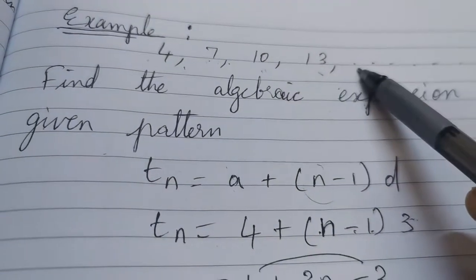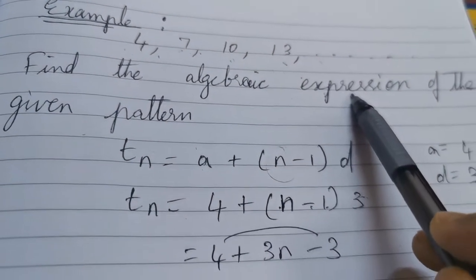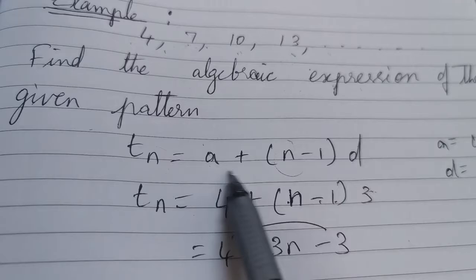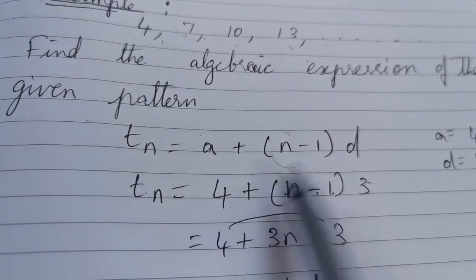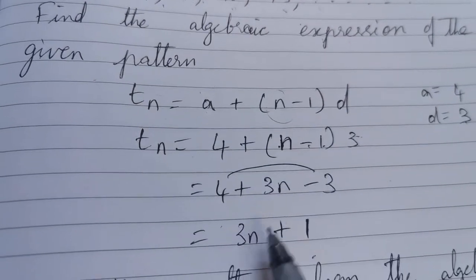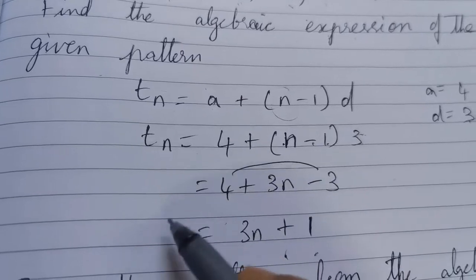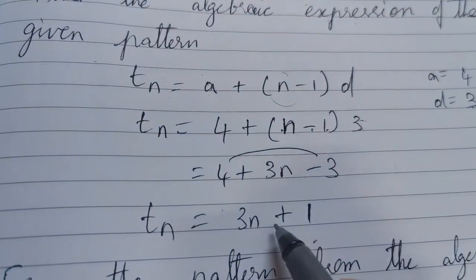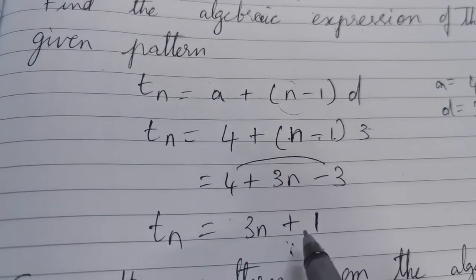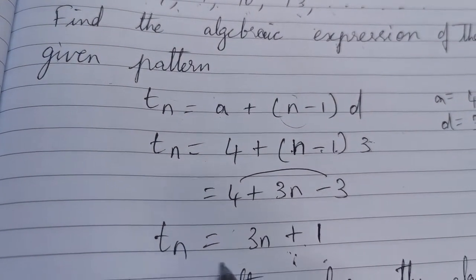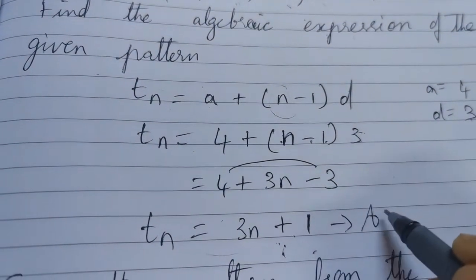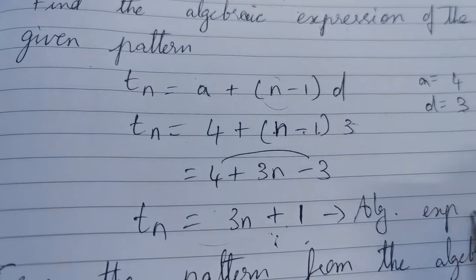So when a pattern is given and the algebraic expression is to be found, apply this formula, find out the value of A and the value of D, simplify it and you will get an expression in terms of n. That is the algebraic expression of the given pattern.